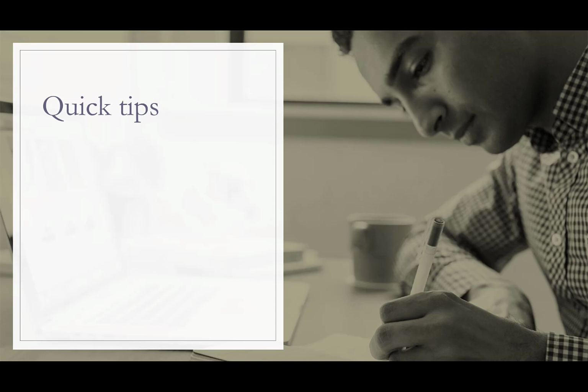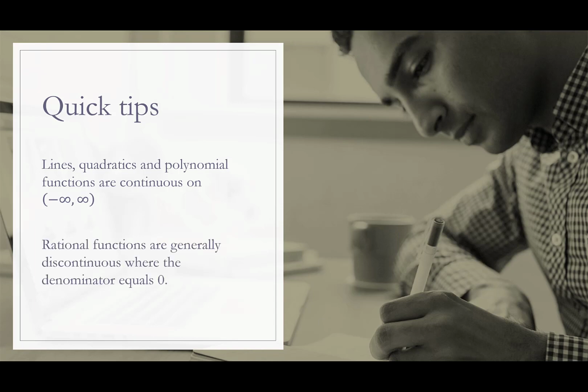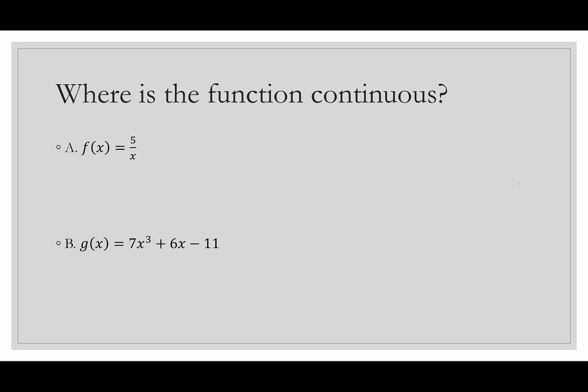So a few quick tips before we jump over to algebra and get away from the graphs. First, lines, quadratics, and polynomials are continuous on negative infinity to infinity, so we won't have any work to do there. Rationals are the ones we're going to have to look at, and generally we're just looking where they're discontinuous, and that's wherever the denominator is equal to 0. So let's look at a few functions.